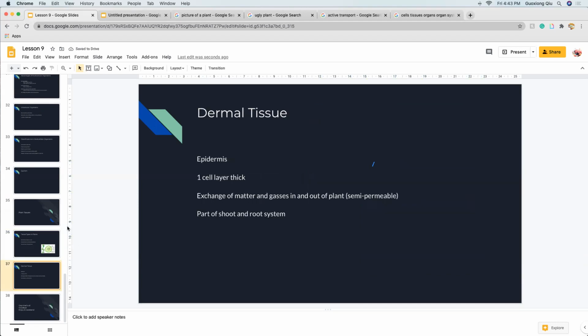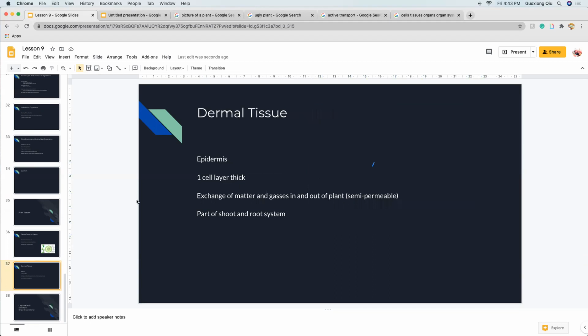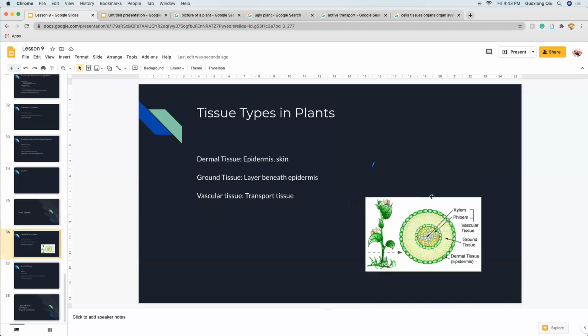Now, coming back to the dermal tissue, it is one cell layer thick. There's only one cell around the dermal tissue. Kind of. No, there's more than one cell, but as you can see, there's like one cell in terms of its width.